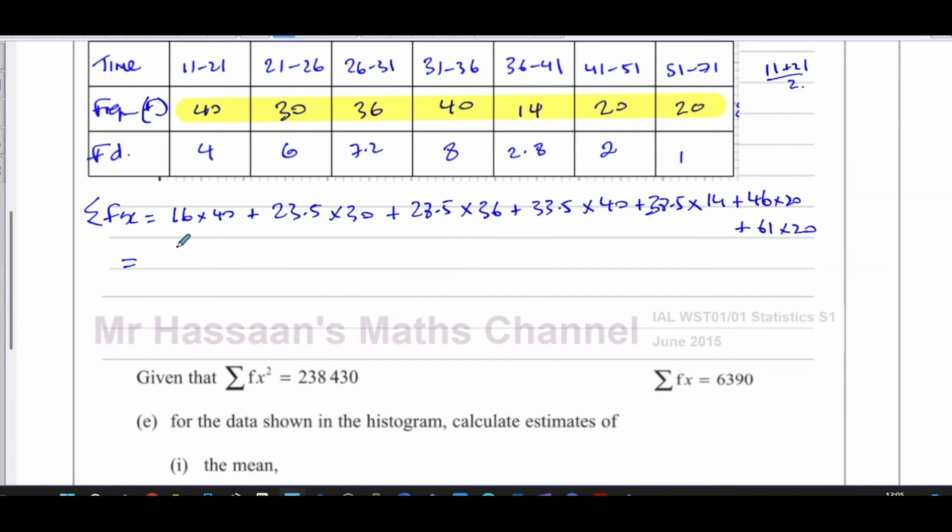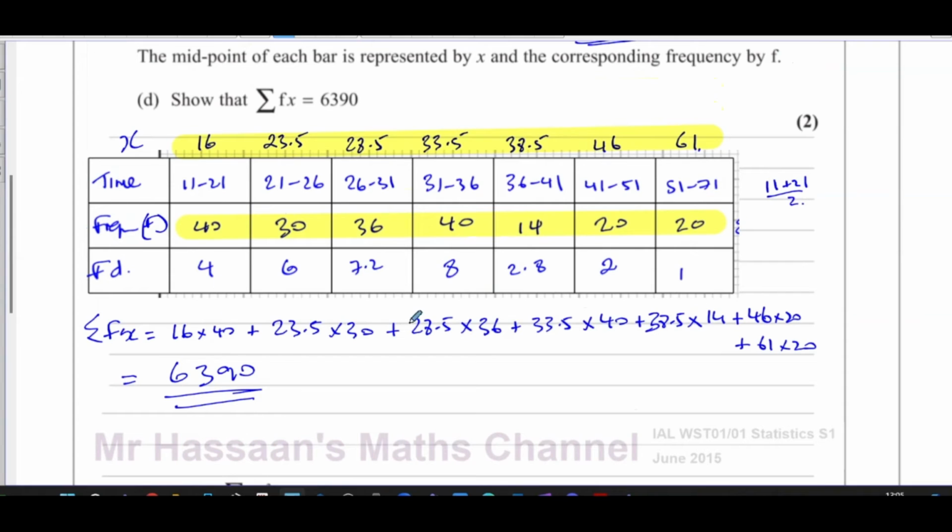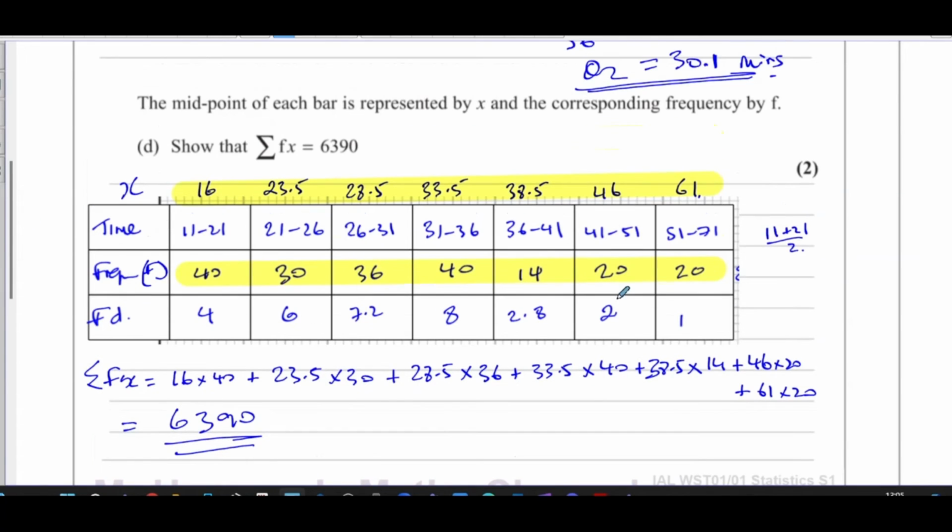6,390, and that's what we had to show. So just be careful not to make a silly mistake when you are putting these in your calculator. I guess they wanted to give us the answer so that you could be sure that you've done the right thing. So there's the answer we've shown. Making this frequency table helped us to make it a bit less complicated from the beginning. So that's good that we did that.